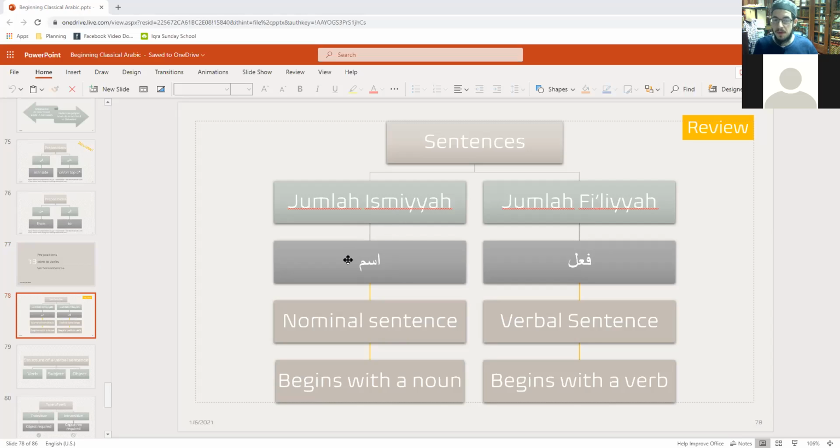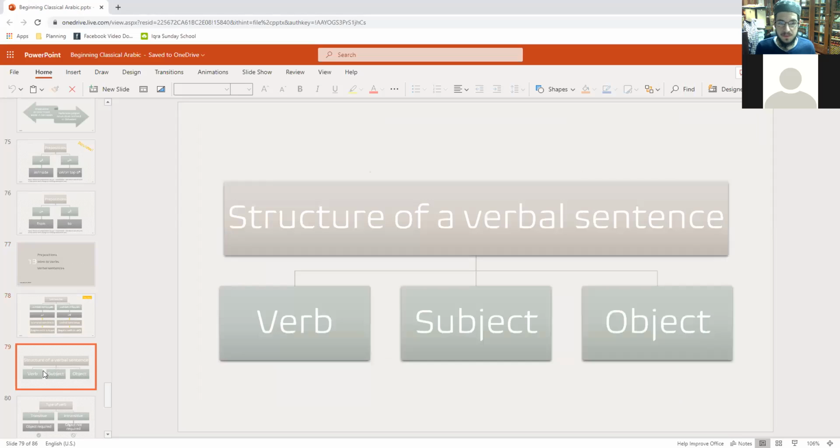With the jumla ismiya, we began with the ism. This was called a nominal sentence. It begins with an ism, which loosely translates to noun, not always. With a jumla fi'liya, it begins with a fi'l, which is a verb. Translates exactly to verb. What are the parts of a jumla fi'liya? There are three possible parts. Two of them are essential always. One of them, sometimes essential, sometimes not.